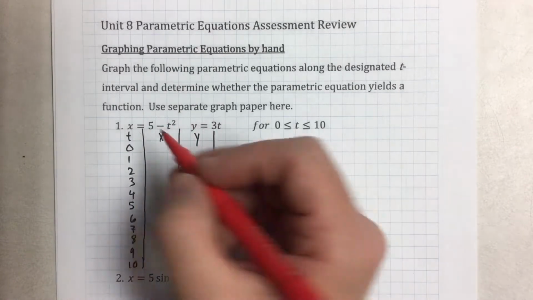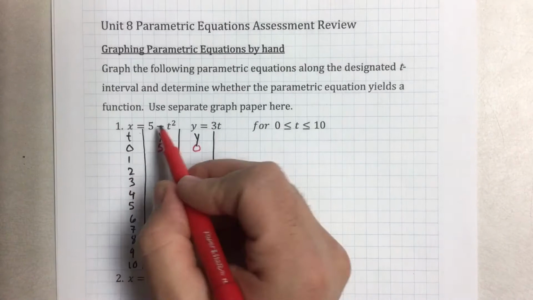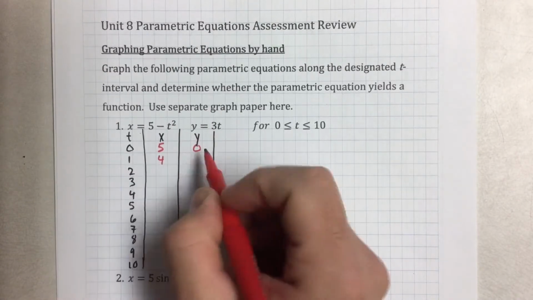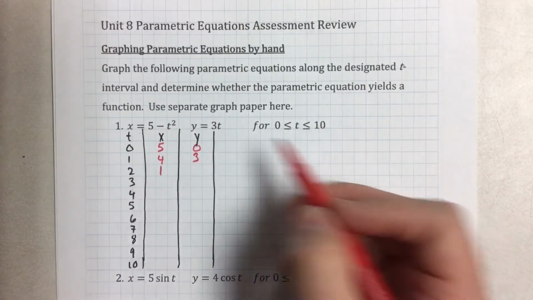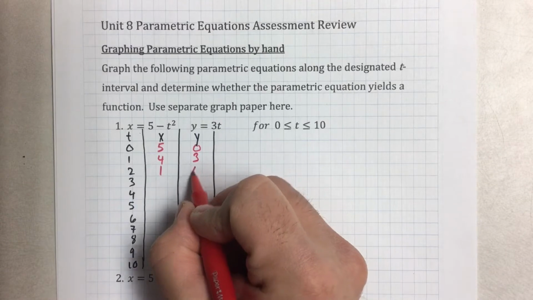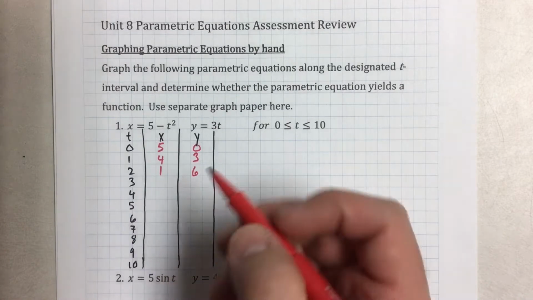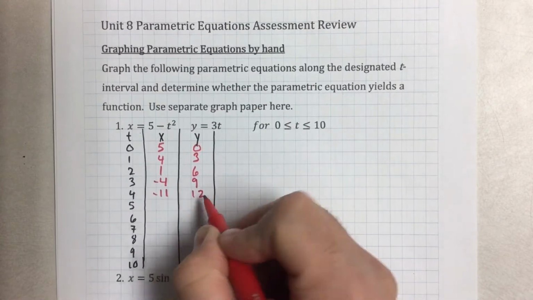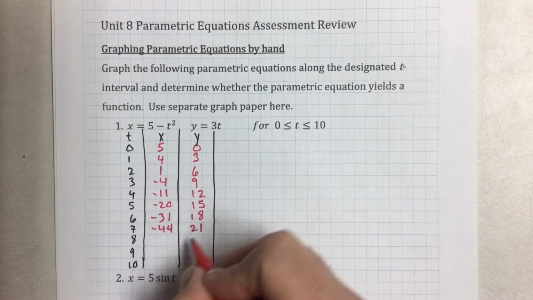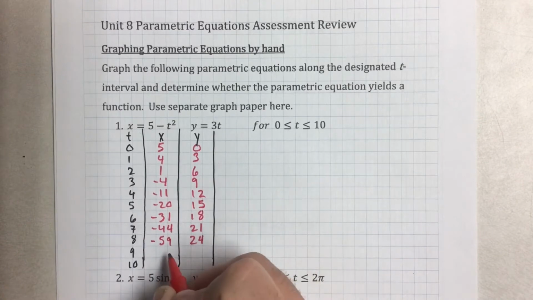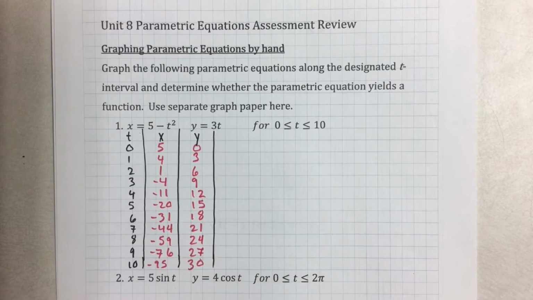So we get 5 minus 0 squared, which is 5. 3 times 0 is 0. So 5 minus 1 squared is 4. 3 times 1 is 3. Do the next set. 5 minus 2 squared, which is going to be 1. 3 times 2 is 6. So I'm going to go ahead and continue this here and see what we end up with. All right, so this is what we have.